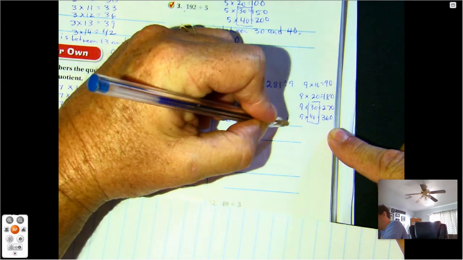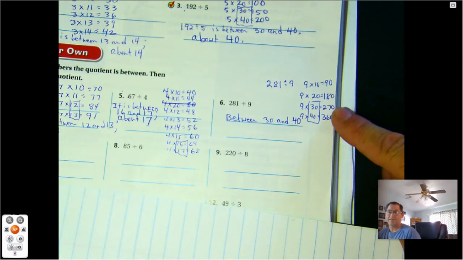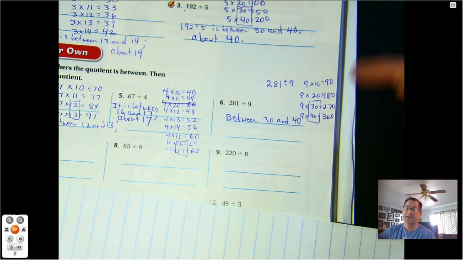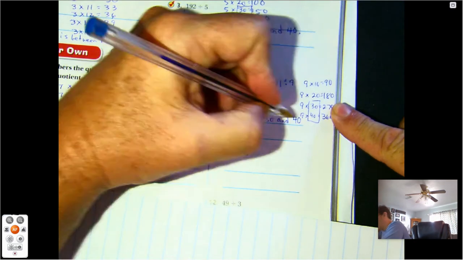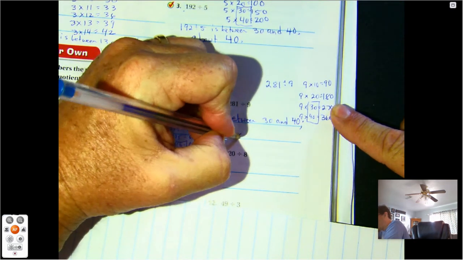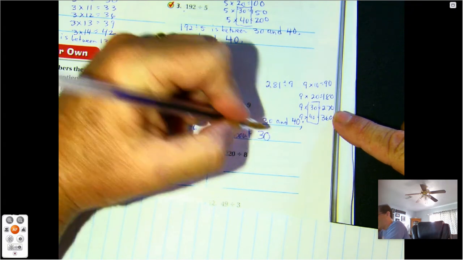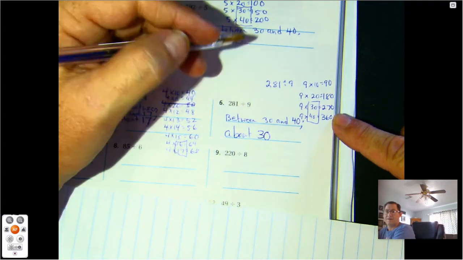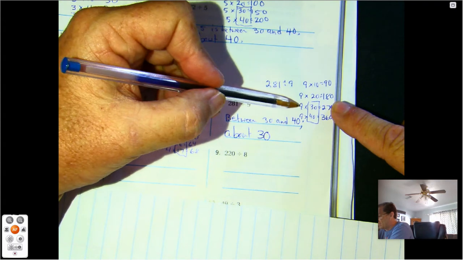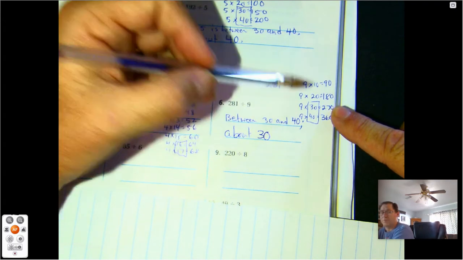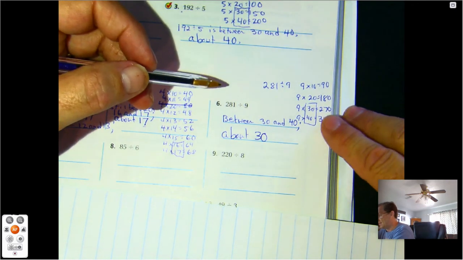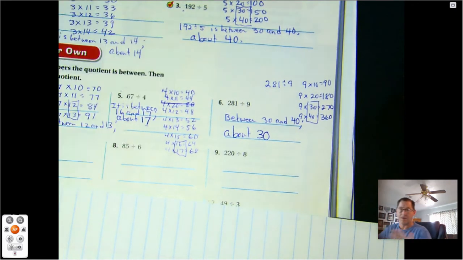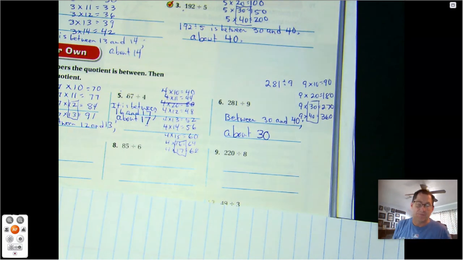And which one is 281 closest to? It's closest to 270. So I'm going to say my quotient is about 30. Okay. And you might say about 31. You could say that. But again, this is an estimate. So about 30, about 31, they're basically the same, right? 31 is about 30. So we're just trying to get close.